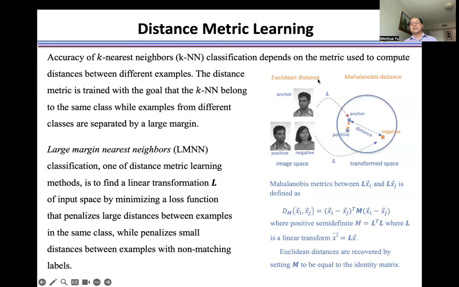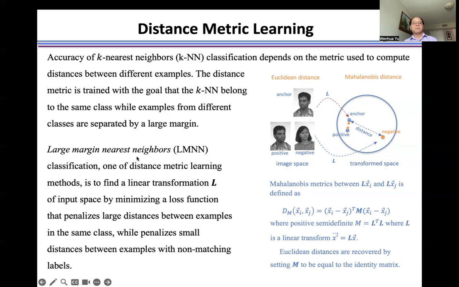Euclidean distance is measured in the image space, and Mahalanobis distance is measured in the transformed space. A linear transformation L maps images from the image space to the transformed space.